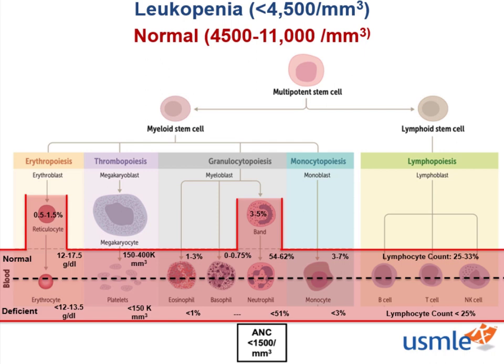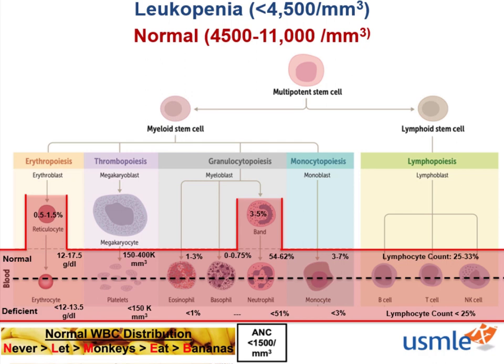To recall the normal white blood cell distribution, use the mnemonic, "Never let monkeys eat bananas." In order from highest to lowest percent concentration: neutrophils never, lymphocytes let, monocytes monkeys, eosinophils eat, basophils bananas. Never let monkeys eat bananas, and never forget the normal white blood cell count distribution.